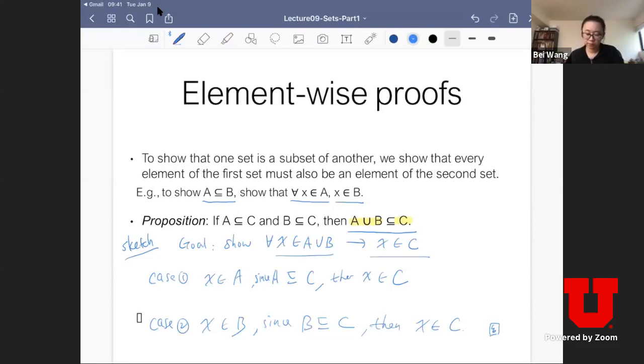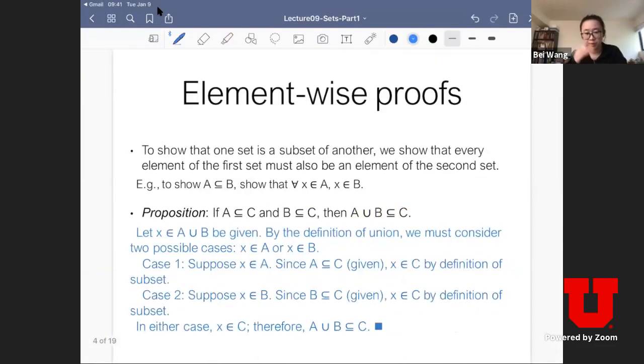Of course, you could look at a more detailed proof where we spell things out. This is how you provide a more accurate description of the proof. But the idea in this proof is to use the condition, which is a hypothesis in the problem itself, that A is a subset of C. So if X is in A, X is in C. B is a subset of C. So if X is in B, X is in C. So it's not too hard to prove this element-wise.